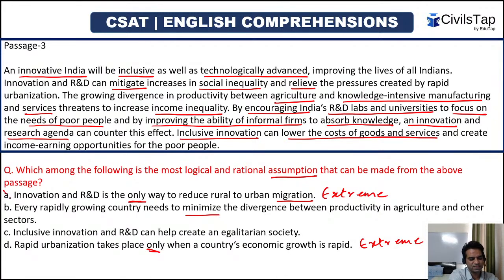So I told you, you can always eliminate two options very easily and you'll be left with two tricky ones. So B was also quite close, but the right assumption is not that every rapidly growing country needs to minimize divergence. That was not the crux of the passage. The crux was inclusive innovation and R&D can help create an egalitarian society. What is egalitarian? Socially equal, that people from all walks of life can feel safe, can feel economically stable, and they can live in harmony and peace together wherever they wish, even in rural areas as well as urban areas. So I think the correct assumption here is option number C.